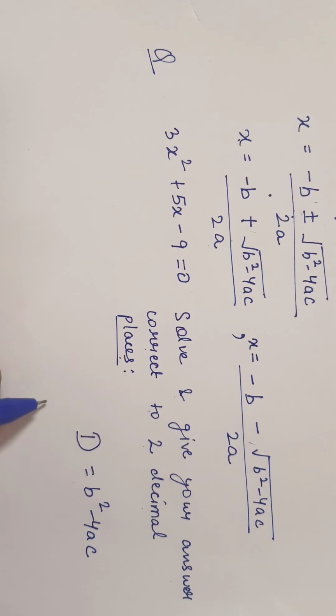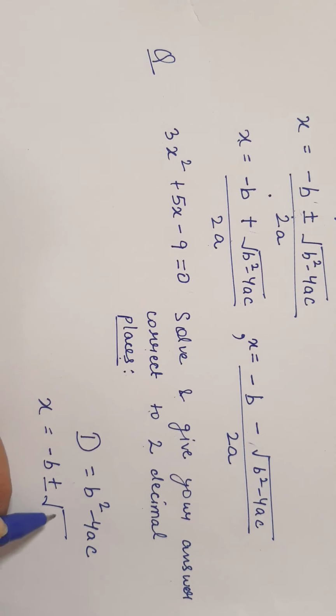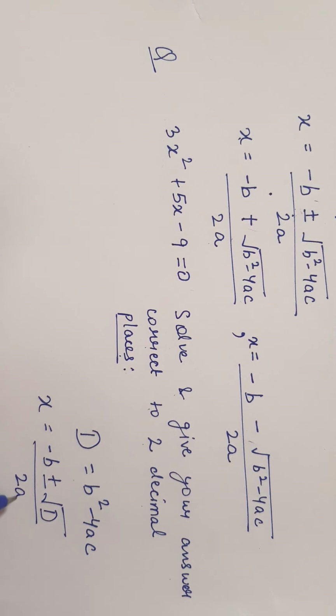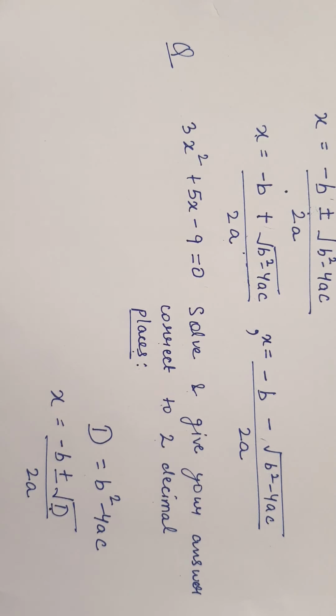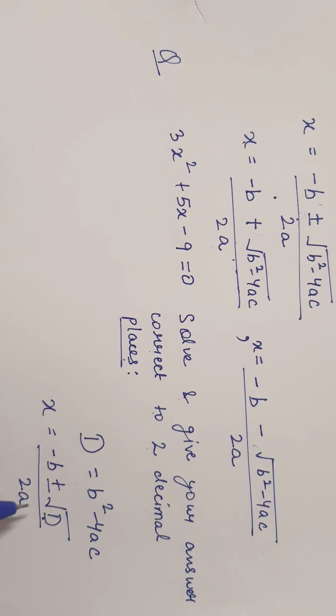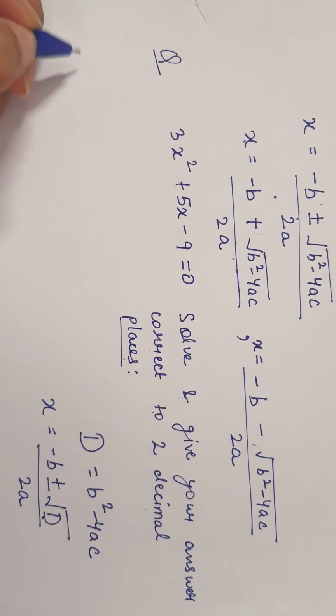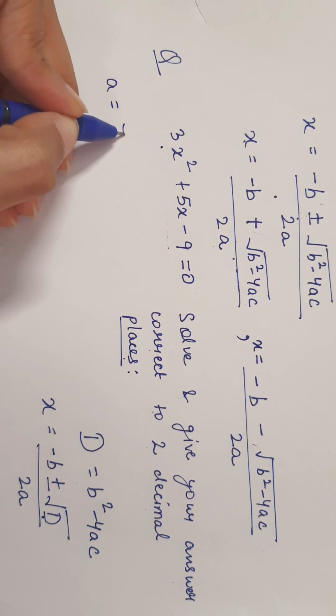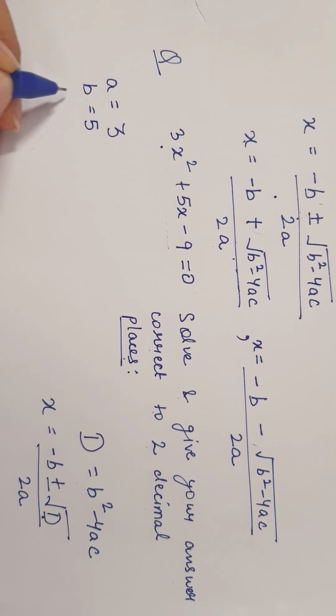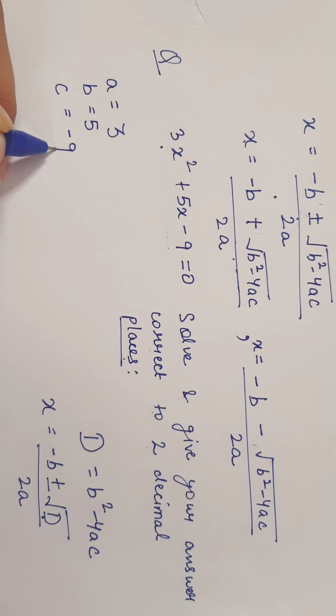So the formula we can write this way: plus minus under root D upon 2a. So at this place I have written D, nothing else. Why I told you this? Because solving the discriminant separately will help you a lot. So let's find out the discriminant. In standard form, the value of a is 3, b is 5 and c is minus 9, with the respective sign. So let's first solve the discriminant.